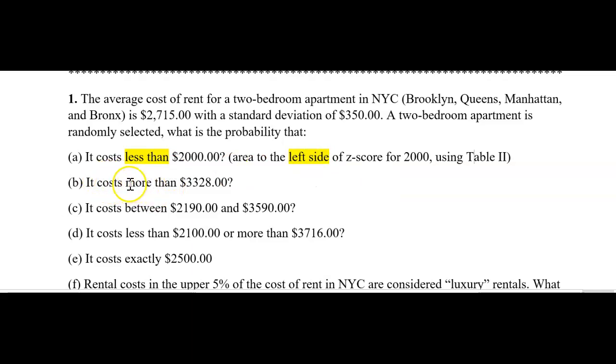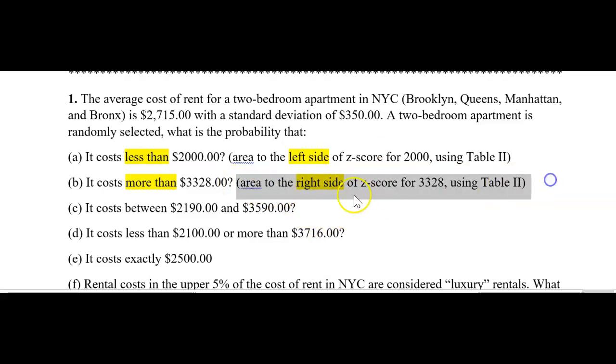Find the probability that it costs more than $3328. More than means we need the area to the right side of the z-score for 3328, using table 2. Remember, when you're finding the area on the right side, you must subtract the value you get from the table from 1. Then you will have the area on the right side.